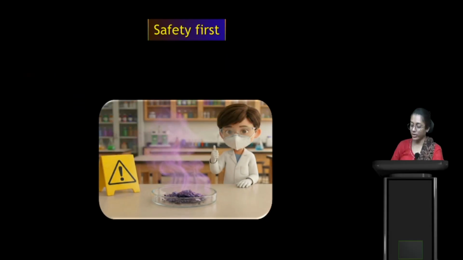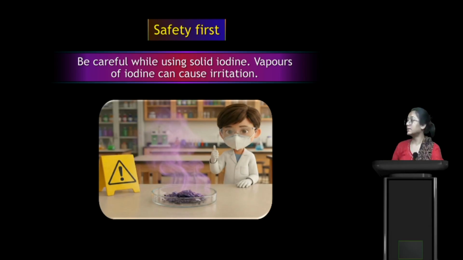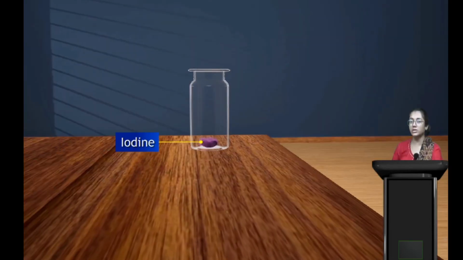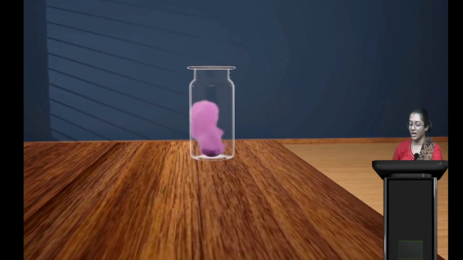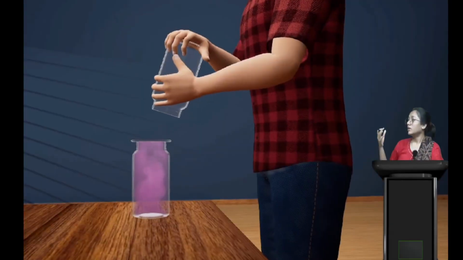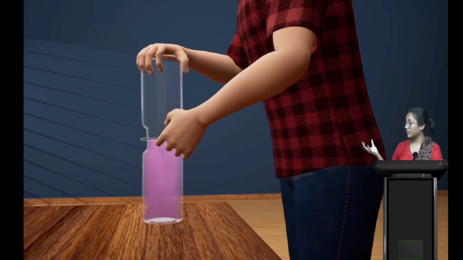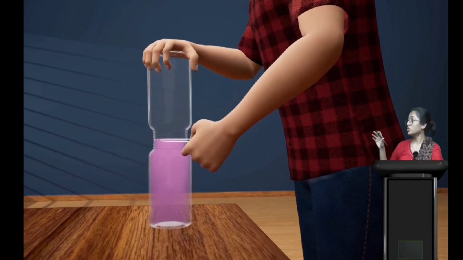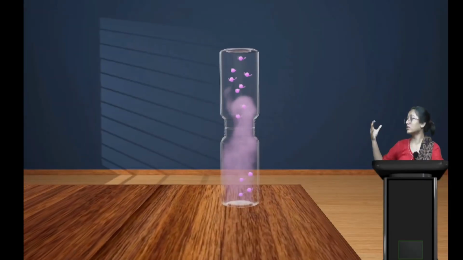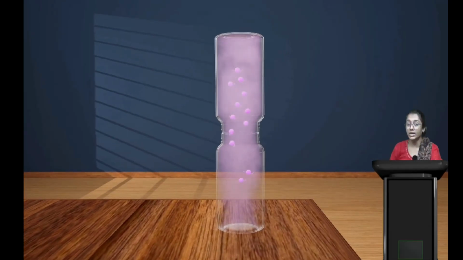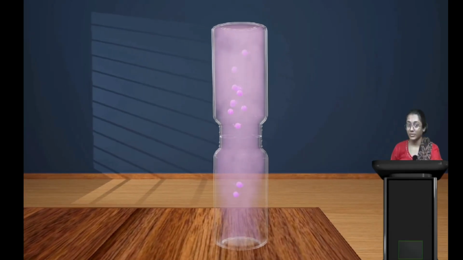Before going to our next topic, there is one safety measure: be careful while using solid iodine. Vapors of iodine can cause irritation. We have to be careful before using solid iodine. There is iodine inside a glass jar, and from that gaseous iodine is forming. When we connect the two glass jars, similar to earlier, both jars also fill up with gaseous iodine, isn't it?